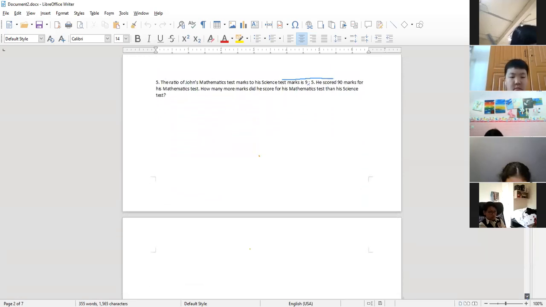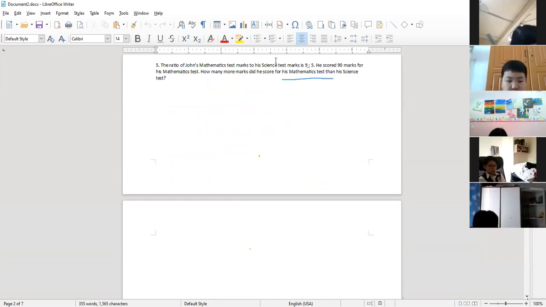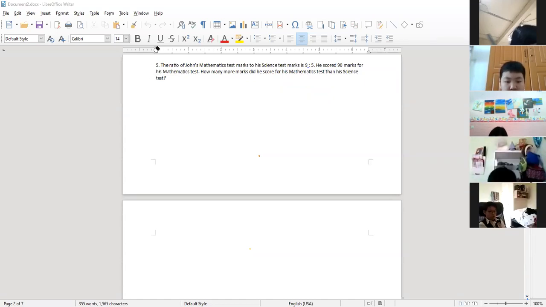Okay. Now move to question number 5. Now I erase this line also. Okay, so let's do question number 5. Now read the question. The ratio of John's mathematics test marks to the science test marks is 9:5. So he scored 90 marks for his math test. How many more marks did he score for his mathematics test than his science test?